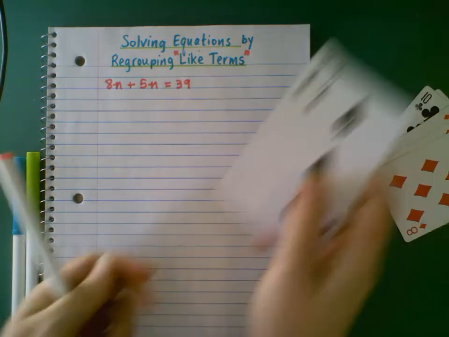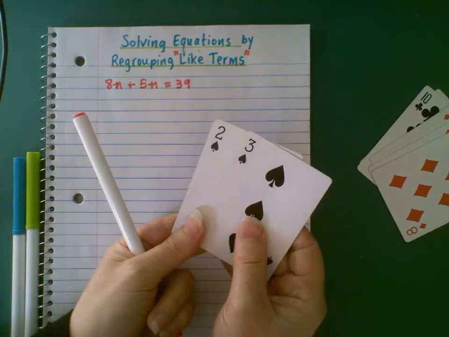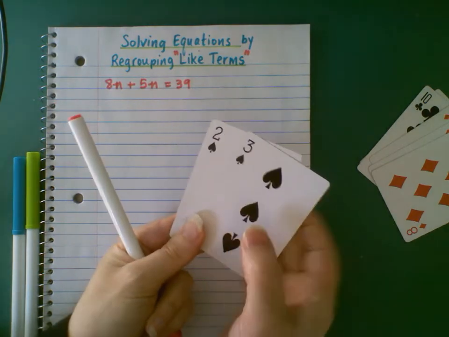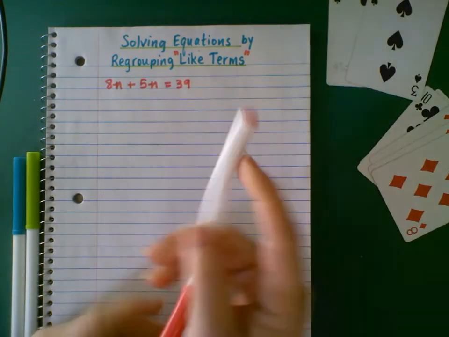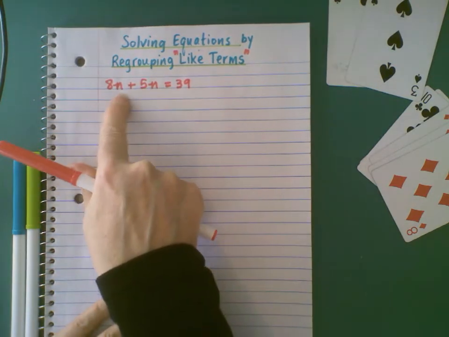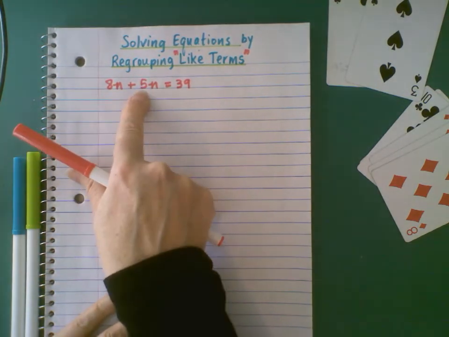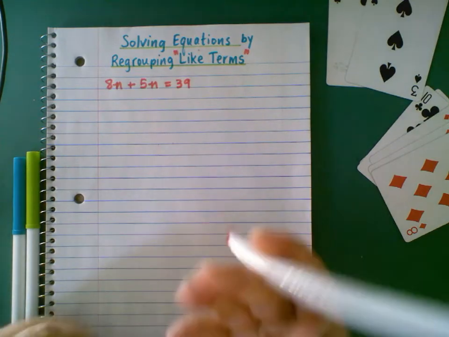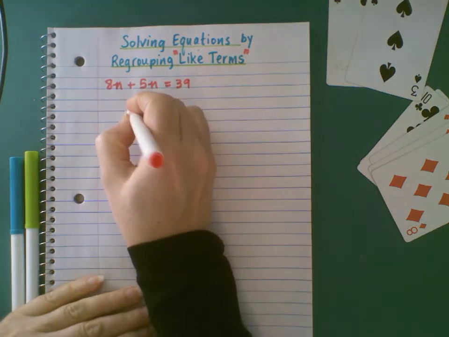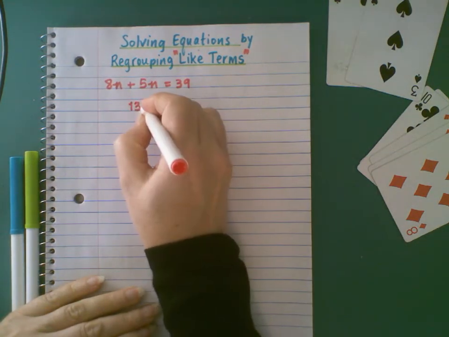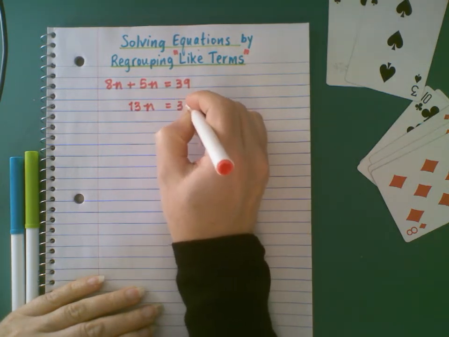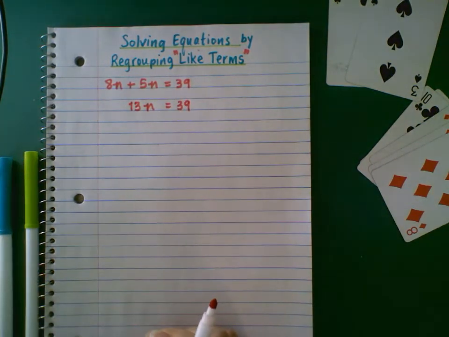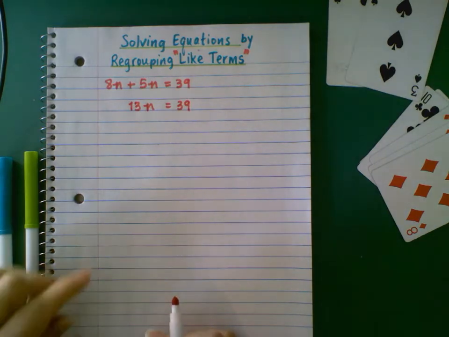So in the same way that if I were looking at these 2 cards, I could say, well, together that's 5 spades, I can do the same thing with these 2 terms of 8n and 5n. I can put them together to make 13n. So I've just turned 2 terms into 1 term.